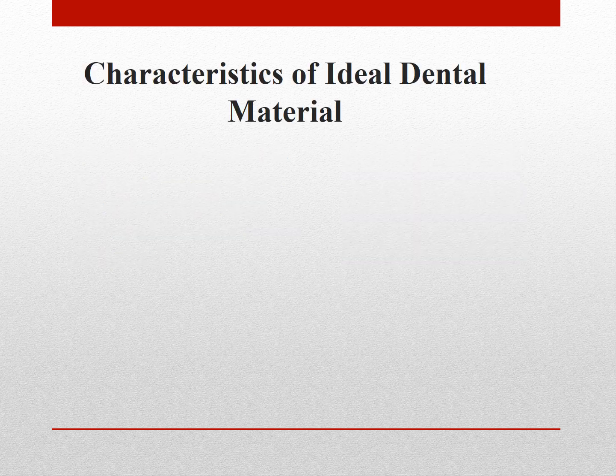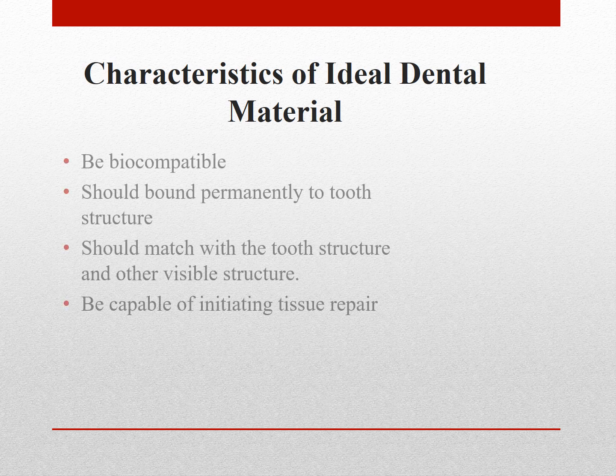So on the basis of that, we have jotted down some characteristics of ideal dental materials. An ideal dental material should be biocompatible, should bond permanently to tooth structure, should match with the tooth structure and other visible structures, and be capable of initiating tissue repair. Now the question is, is every material ideal? No. Or should every material have these qualities?